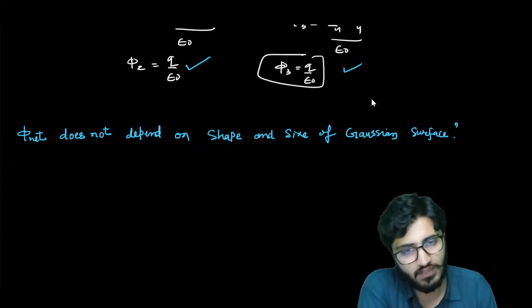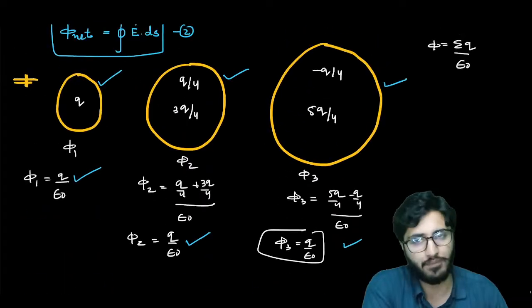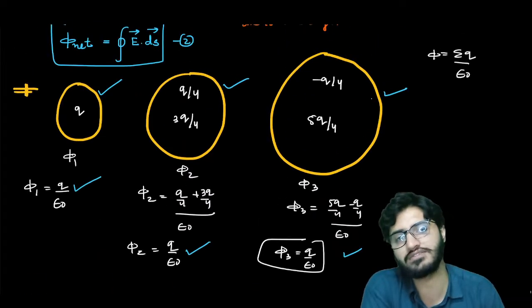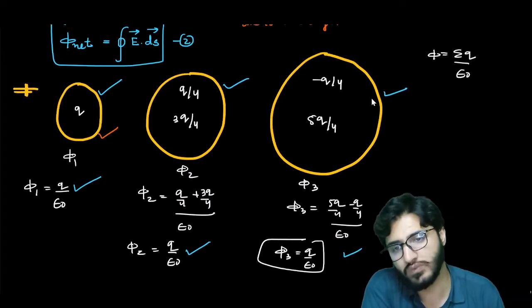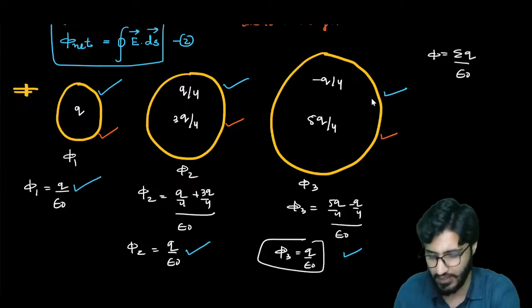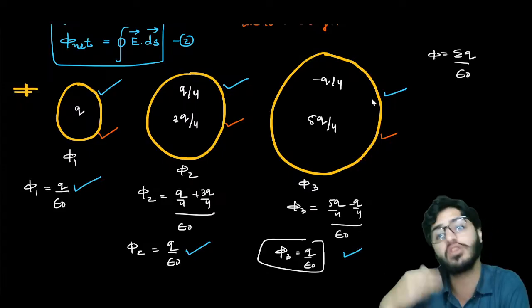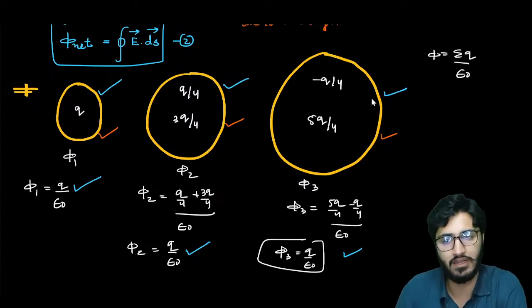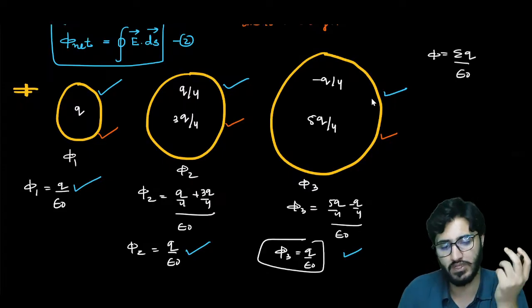Clear? So now, look, we are applying Gauss's law in these three cases. On this one and this one and this one, we are applying Gauss's law, right? So these three surfaces are known as Gaussian surfaces. Okay, simple meaning of Gaussian surfaces.